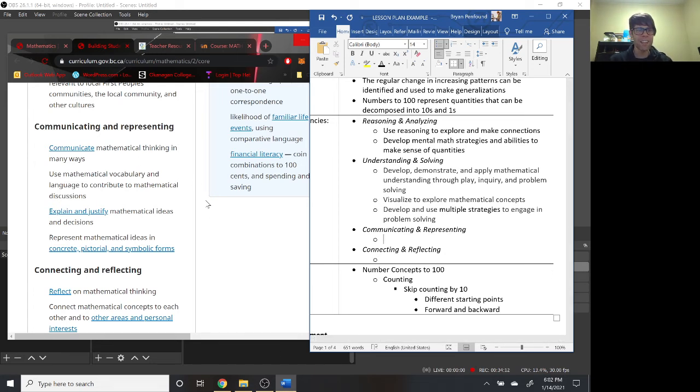Okay, so communicating and representing. We're definitely having our students communicate mathematical thinking in many ways. We're having them do it verbally, by writing. And if we really wanted to, we could have them mark on their hundreds chart as well. So we could do it in a more concrete way with dabbers or bingo chips or something like that. So yeah, I think we can definitely connect it to this particular aspect of the competencies.